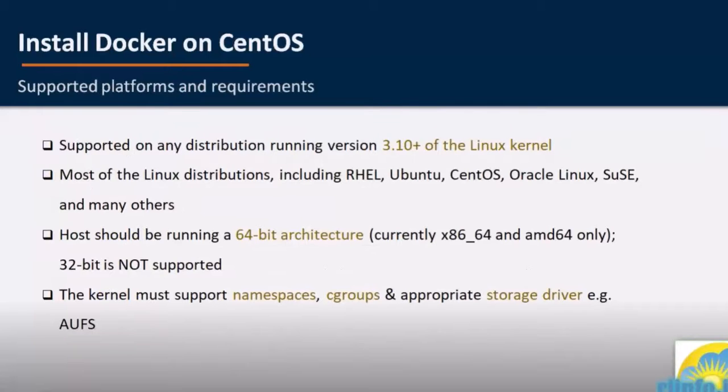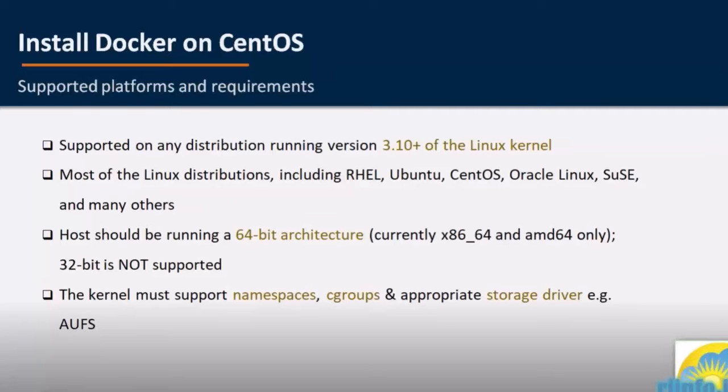This slide is about the supported platforms and prerequisites for installing Docker on Linux platforms. Docker can be installed on any version which runs 3.10 or higher version of Linux kernel. Most of the Linux distributions are supported, which include Red Hat Linux, Ubuntu, CentOS, Oracle Linux, SUSE Linux, and many more. Docker is supported on 64-bit architecture-based host.